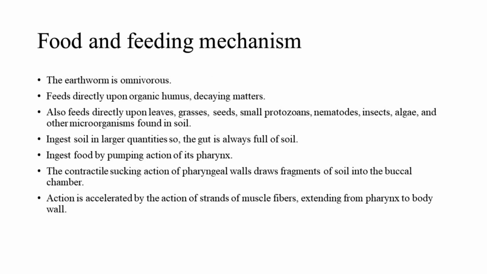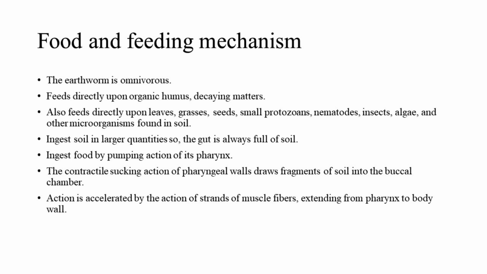Food and feeding mechanism. The earthworm is omnivorous. It feeds directly upon organic humus and decaying matter. It also feeds directly upon leaves, grasses, seeds, small protozoans, nematodes, insects, algae, and other microorganisms found in soil. It ingests soil in large quantities, so the gut is always full of soil.